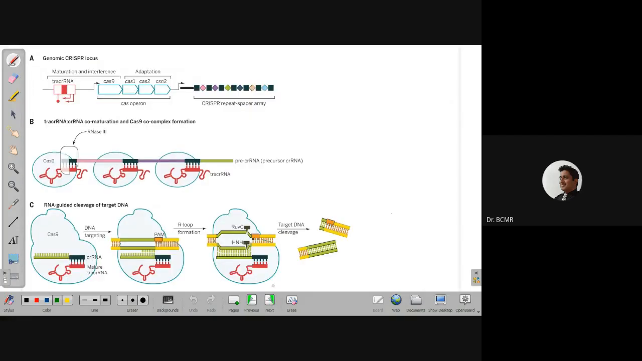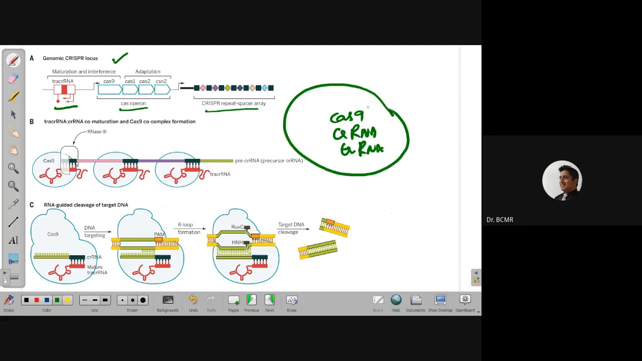So here is the overview we will get into. There is the CRISPR locus: you have the Cas operon, the CRISPR array, and the tracer RNA. These are the three components that are required. Once they are expressed and processed, you will have Cas9, CRISPR RNA, and the tracer RNA, and these three will form one component. That is the surveillance complex.